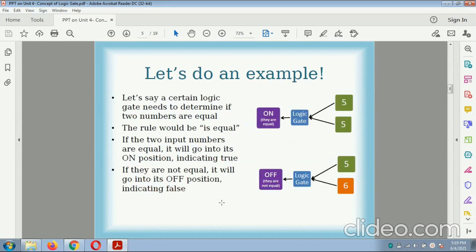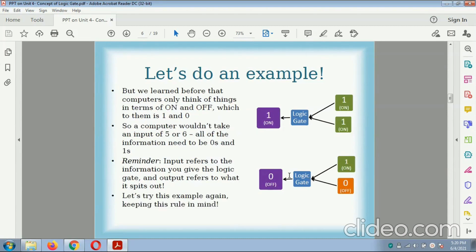Let us do an example. In this example, 5 is equal to 5. If 5 is equal to 5, then the logic gate system turns on because this condition is true. If it is 5 and 6, the logic gate condition gives false, and the system is off. The second example: 1 is equal to 1, then the logic gate system is on. If it is 1 and 0, then the logic gate system is off.